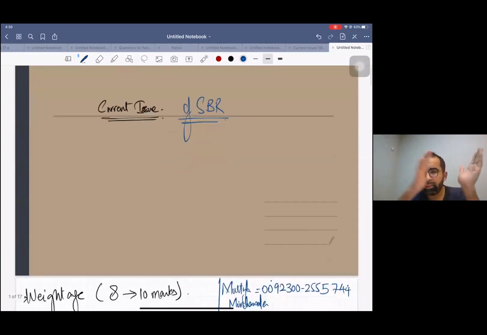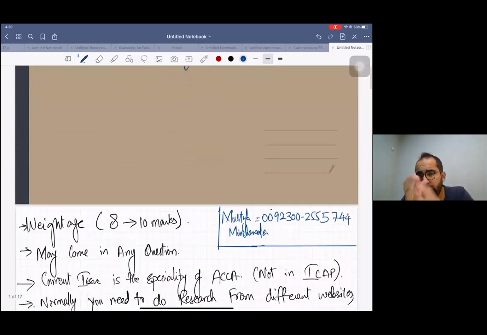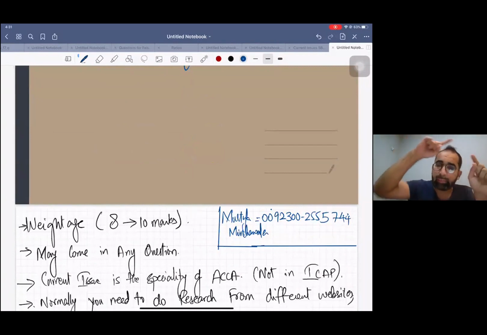If you go back 3 years, when this paper was P2, the current issue portion was 25 marks. A 25-mark question used to come for current issue. But at that time, you had a choice available, so the majority of students used to skip this question. Now, as this new SBR paper does not contain any choice, it's a mandatory portion.